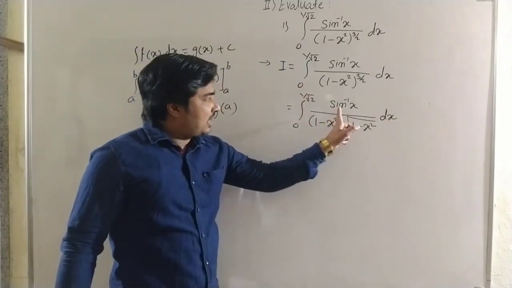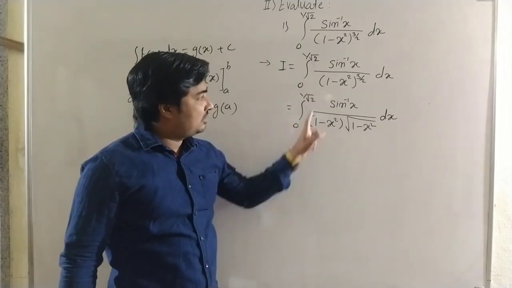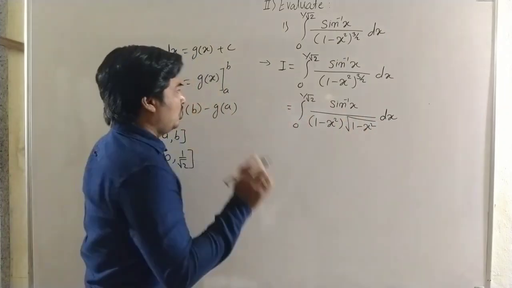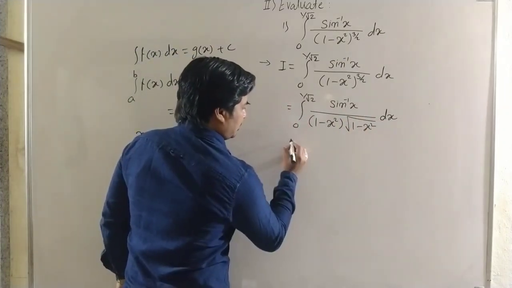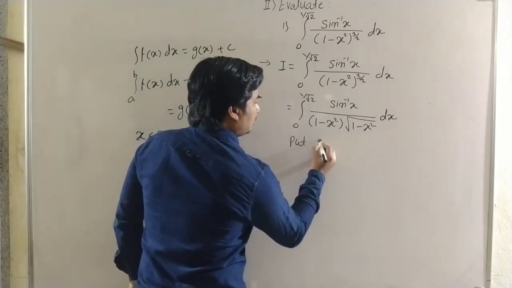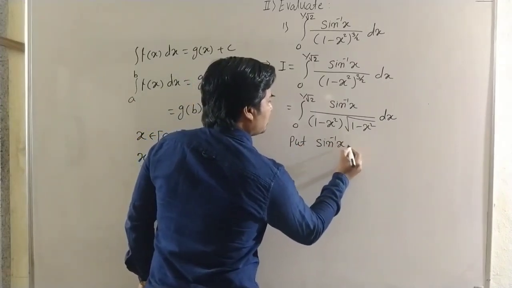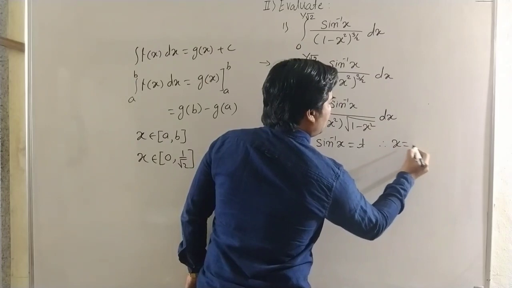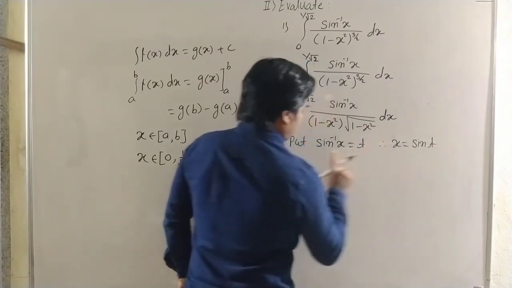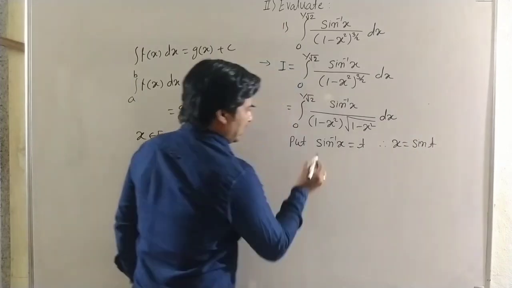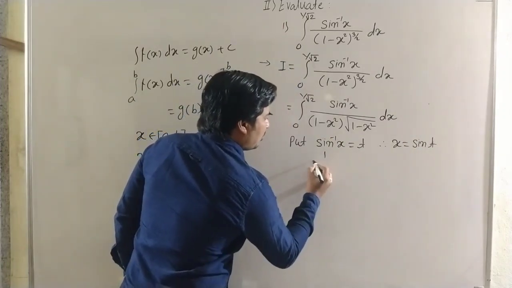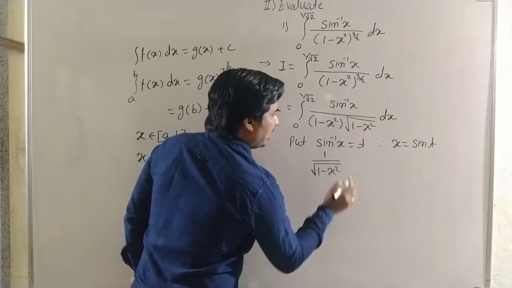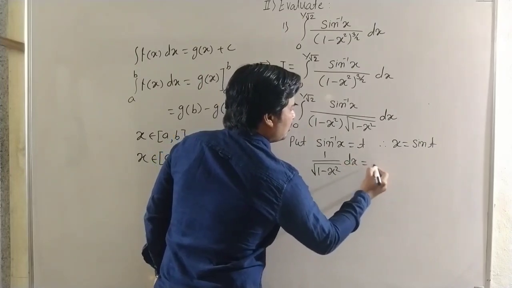Put sine inverse x equal to t, and the derivative of sine inverse x multiplied by dx is 1 by under root 1 minus x square. So here we put sine inverse x as the substitution. Put sine inverse x equal to t. Therefore x is equal to sine t. Then we can find the derivative: 1 upon under root 1 minus x square, the derivative of sine inverse x, is dt by dx. So we can write dx upon under root 1 minus x square is equal to dt.